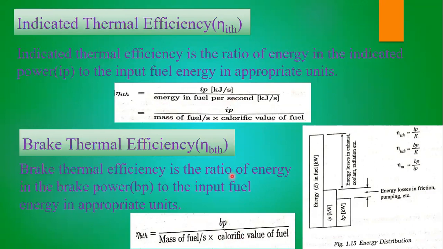That is brake thermal efficiency, nothing but brake power by energy in the fuel. And how can we calculate energy in the fuel? Mass of fuel per second. How much mass of fuel is going to be burned per second, or the amount of available energy in the fuel per second, into the calorific value of the fuel, will give us the fuel input energy. That is brake thermal efficiency.